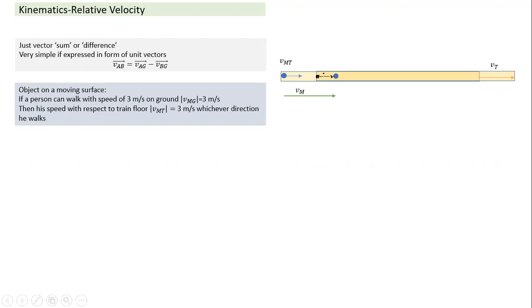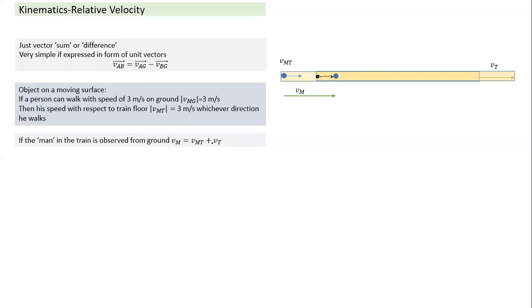So what we observe here, as seen from the ground, is the velocity of the man. What is the velocity of the man? It is equal to the velocity of the train plus the velocity of the man with reference to the train. So if the man in the train is observed from the ground, what is the ground velocity? Ground velocity is the velocity of the surface plus the velocity with reference to the surface.